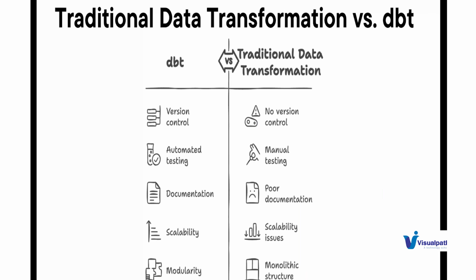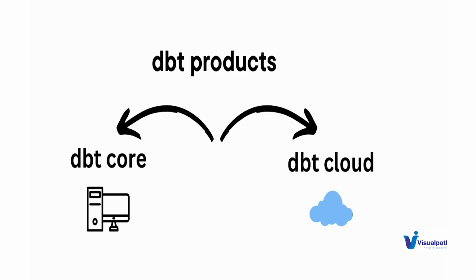Then scalability. It's highly scalable compared to traditional transformation tools. We already discussed modularity, so it's more modular. Then we have two DBT products, usually DBT Core and DBT Cloud. We will be discussing both in detail. DBT Core is for our local; we can use it locally on our system. DBT Cloud is what we can access from anywhere. It's present on the cloud and you can run all your models on the cloud. It provides a basic UI and through that you can use it.